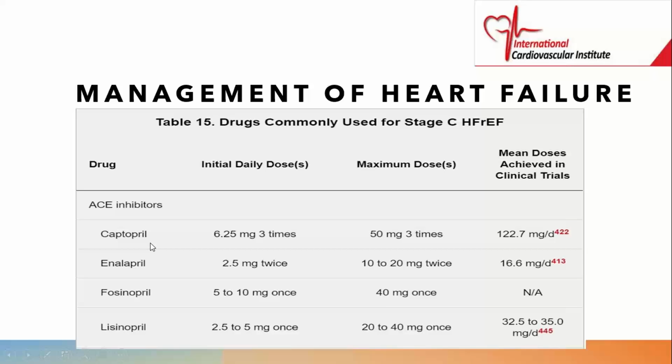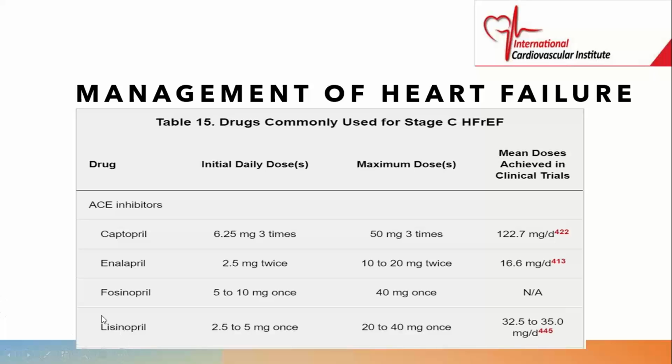So we have some older ACE inhibitors here. I'm not going to talk about them. Captopril is the older one. Fosinopril. The current ones are enalapril. And we usually start with a lower dose, 0.5 milligram twice daily. Enalapril is a twice daily medication. And you can go up to a maximum of 10 to 20 milligram twice per day. In the study, they used about 16.6 milligrams daily.